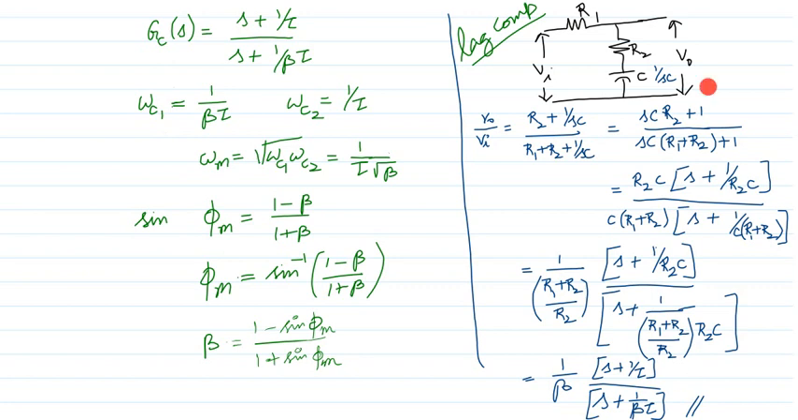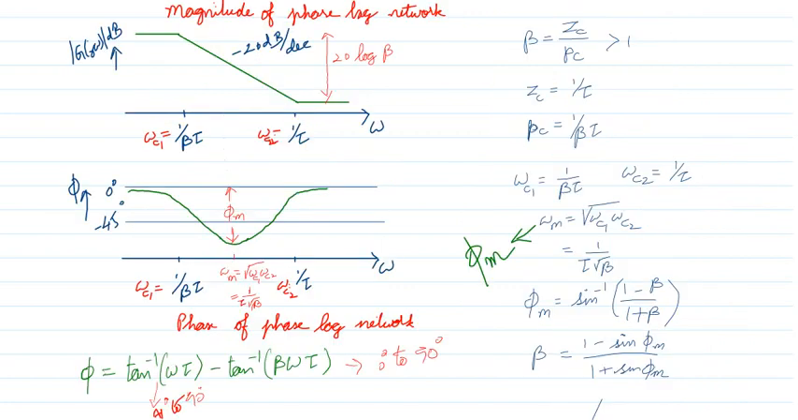So this circuit is a lag compensator because what is beta? Observe very closely. Beta is R1 plus R2 divided by R2. So beta is greater than 1 because the numerator is greater than the denominator. The numerator is R1 plus R2, the denominator is only R2. So it is definitely a lag compensator.